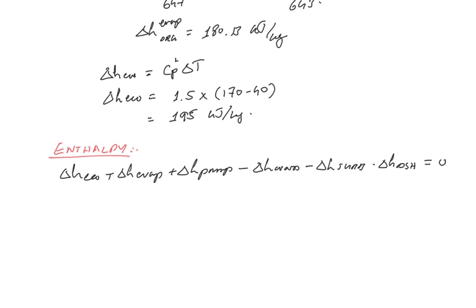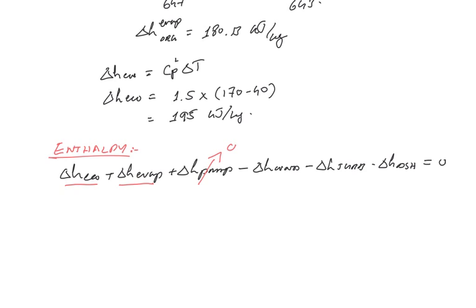So we have calculated the delta H evaporator and the delta H economizer, which is the heat input, and we also know that delta H pump is equal to 0 because we are not letting the pump work. Now we are left with three things that we need to calculate: delta H condenser, delta H turbine, and delta H desuperheater.